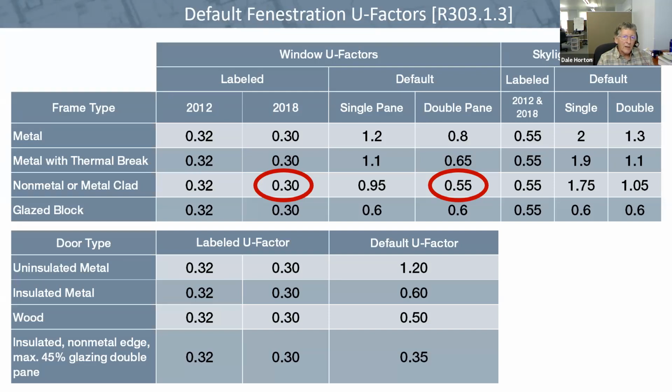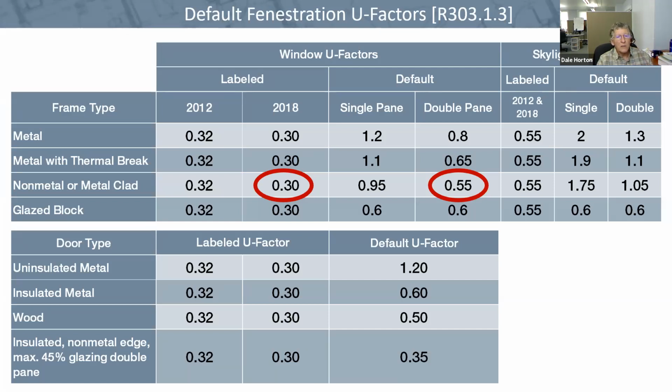The reality is if a window doesn't have one of those labels, according to the code, you then have to use a set of default values that are contained in Section 3 of the residential IECC. And I put together this table, which basically says that based on different types of window frame, if you've got the label that says 0.30, that's fine. But if not, and it's a double pane glass, you have to use 0.55.